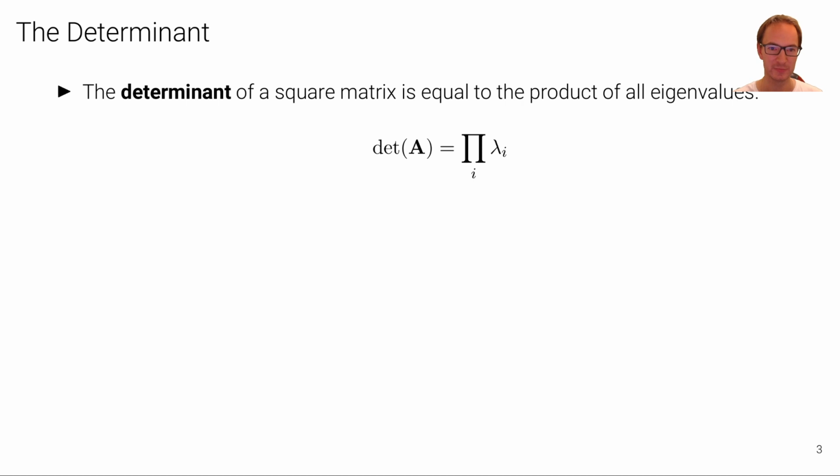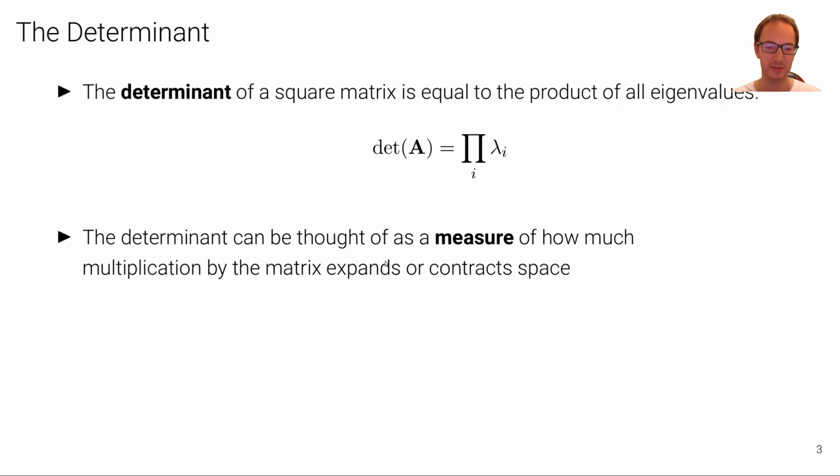The determinant, in contrast to the trace operator, of a square matrix is equal to the product of all eigenvalues. In other words, the determinant, written as such, is equal to the product over all i of lambda i, where lambda i is the ith eigenvalue of the matrix A, as we have defined it before in the unit on eigenvalue decomposition.